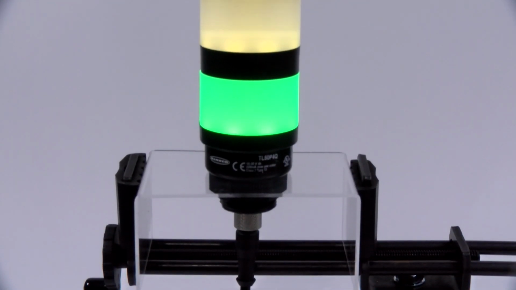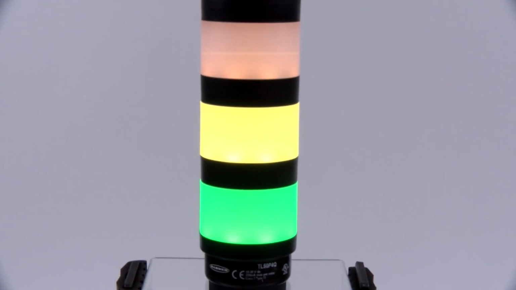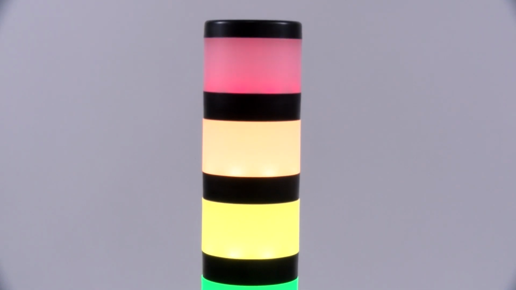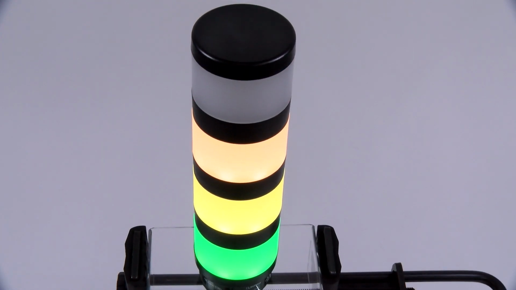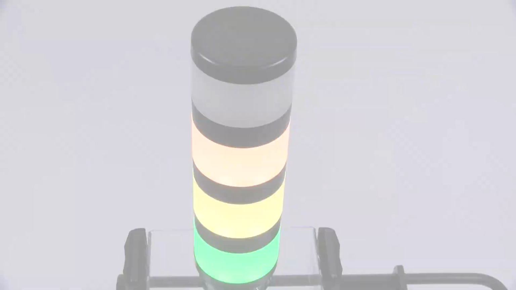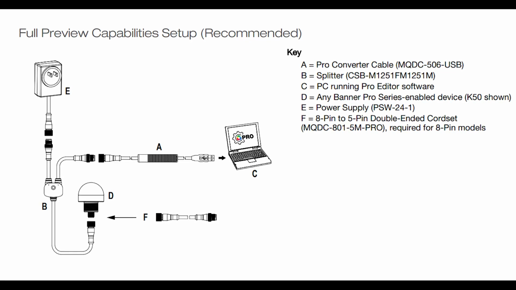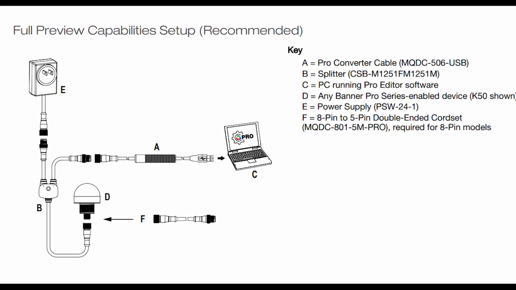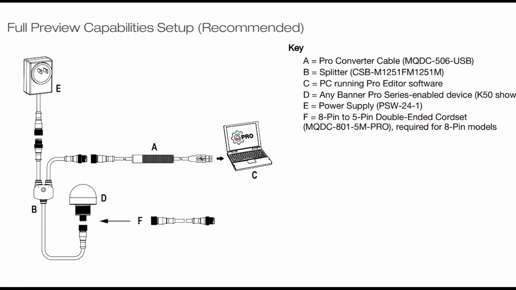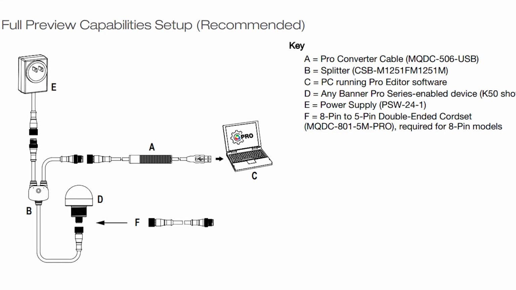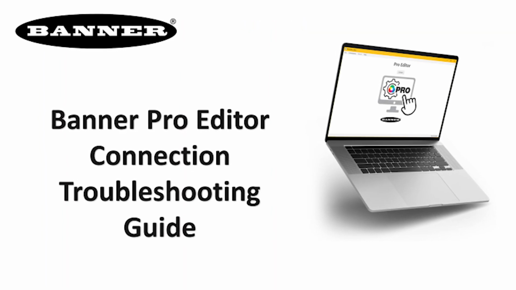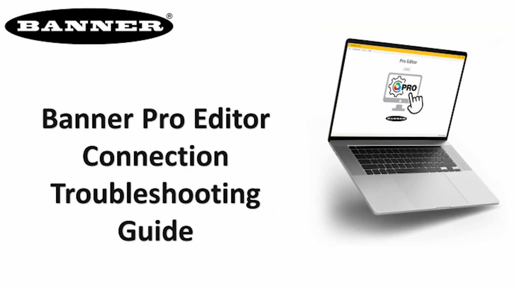Welcome to a short how-to video that'll cover the basics of setting up a TL50 Pro Select timer mode from Banner Engineering. The first step to setting up the TL50 Pro Select is to connect it to a Windows PC using the Pro Editor Cable Kit and by following the diagram in the datasheet. If you're having trouble connecting, check out our troubleshooting guide on the Banner Pro Editor software.